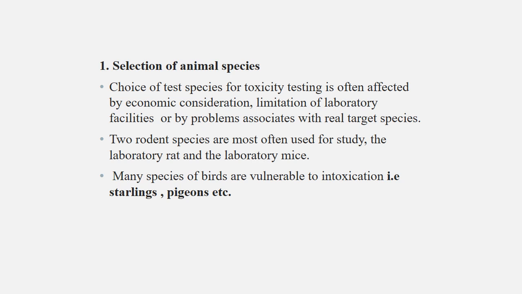If we talk about selection of animal species, the choice of test species for toxicity testing is often affected by economic considerations. Some people cannot afford experimental animals. There are also limitations of laboratory facilities or problems associated with real target species. Two rodent species are most often used for study: the laboratory rat and the laboratory mouse. Many species of birds are vulnerable to intoxication, including starlings and pigeons.